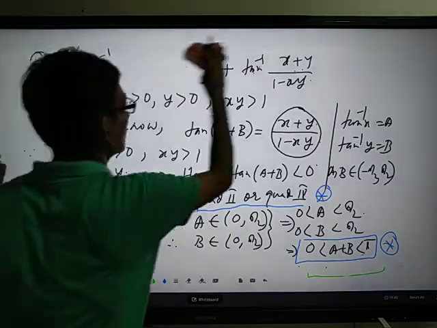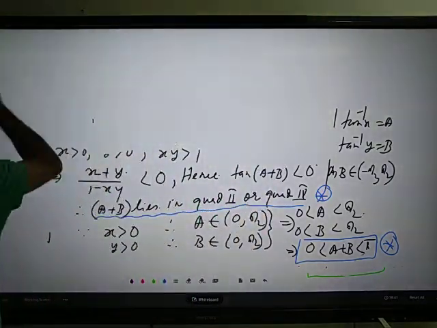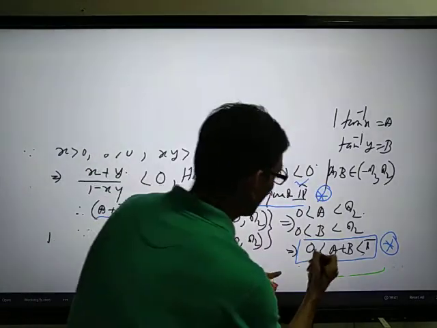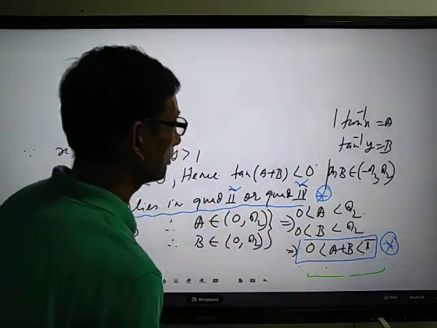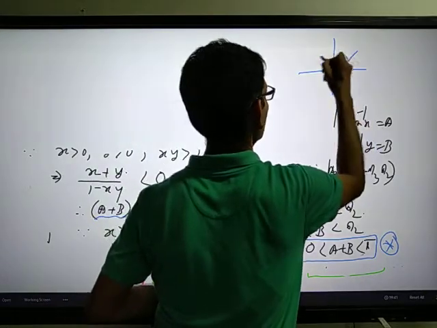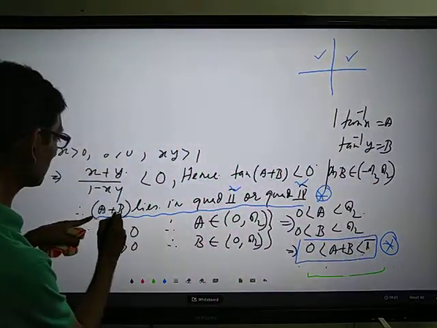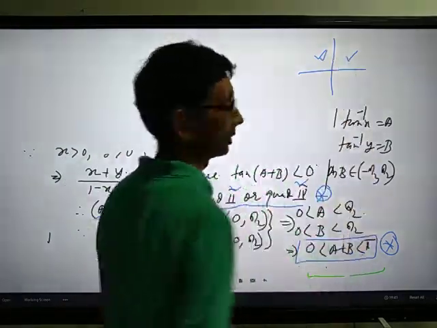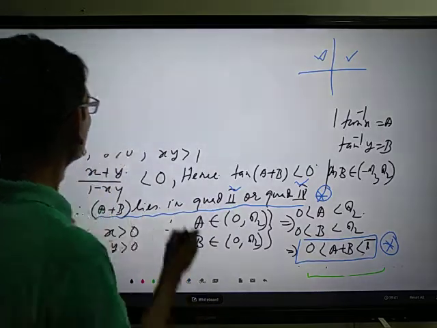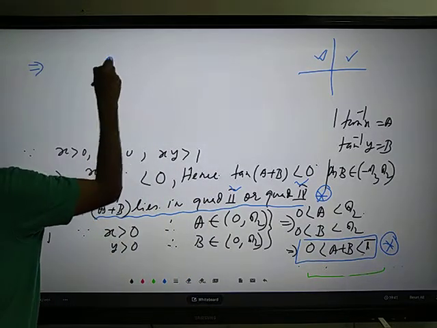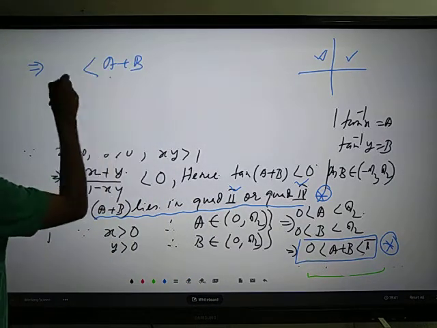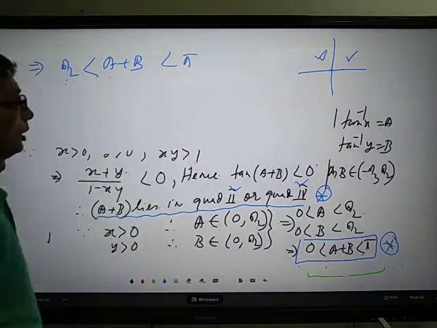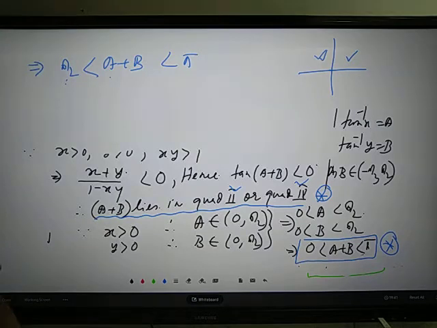So what can you write after this? I'll just repeat once. Here a plus b lies in quadrant 2 and 4. Here a plus b lies between 0 to pi, and 0 to pi means the first quadrant and second quadrant. According to this statement, a plus b lies in quadrant 2 or quadrant 4. So quadrant 2 is common, which implies a plus b lies in quadrant 2. Quadrant 2 means pi by 2 to pi. A plus b lies between pi by 2 to pi.